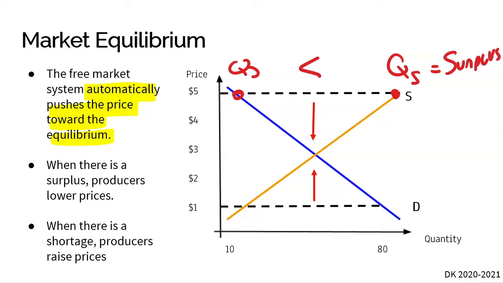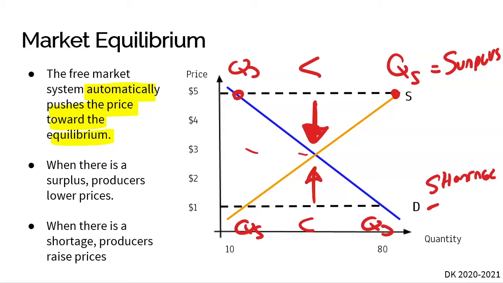Well, what are producers going to do if prices are too high? They are just going to push prices down to get us to that $3 equilibrium, so they can sell more goods. Well, what happens when there's a shortage? What happens when our quantity supplied is less than our quantity demanded, which at this point is going to be a shortage? Well, producers are going to push up their price to get us back to equilibrium.